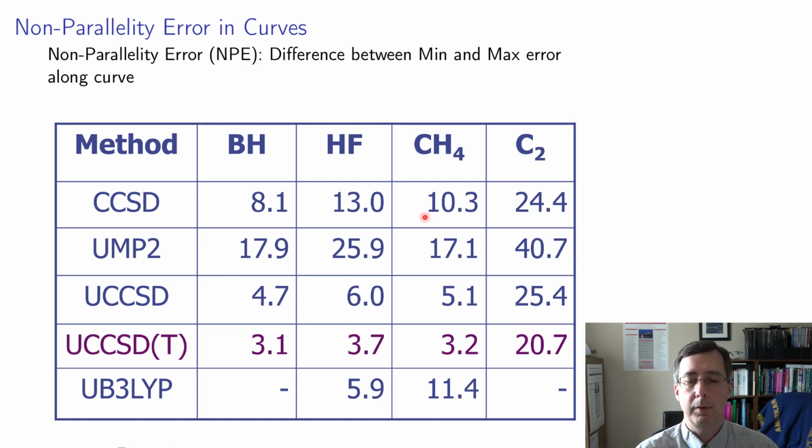None of them are exactly parallel. CCSD has non-parallelity errors from about 8 to 13 for the single bond breaking and 24 for C2, which is pretty bad. Unrestricted MP2 is not very good.